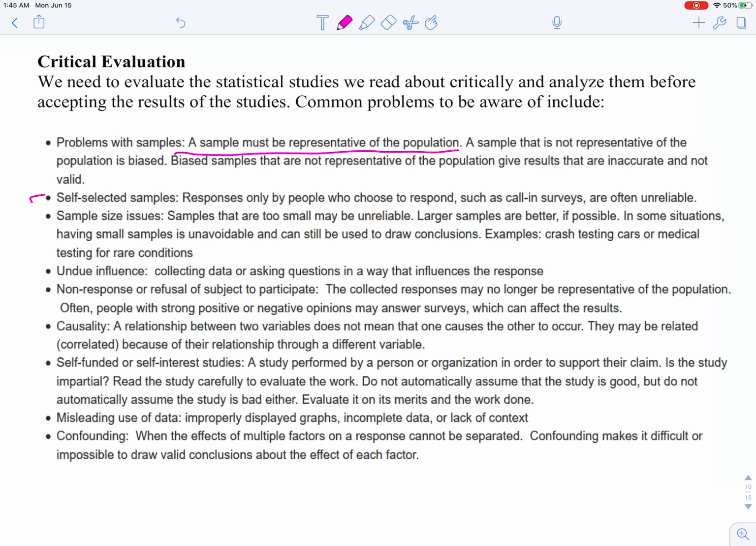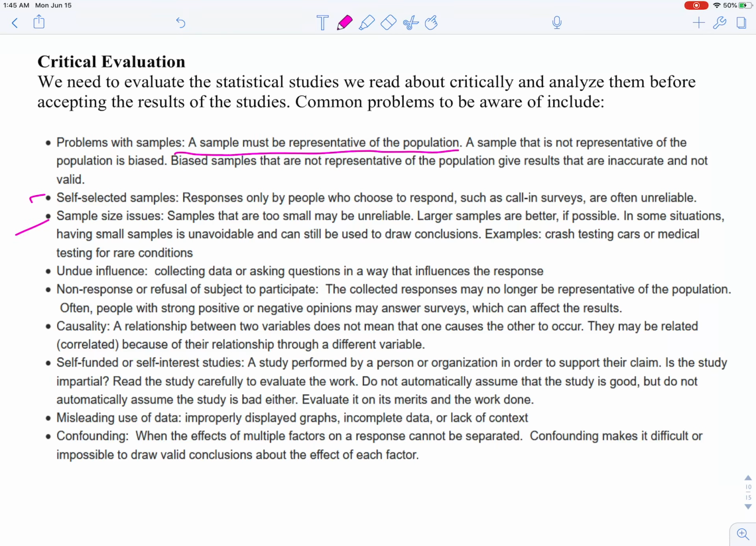All right, so one of them right here, self-selected samples. So responses only by people who chose to respond, such as call-in surveys, are often unreliable. Because usually what's going to happen, it's going to be people who are passionate either for or against the thing or whatever that are going to respond, and you're not going to get a nice, even, accurate, proper sample.